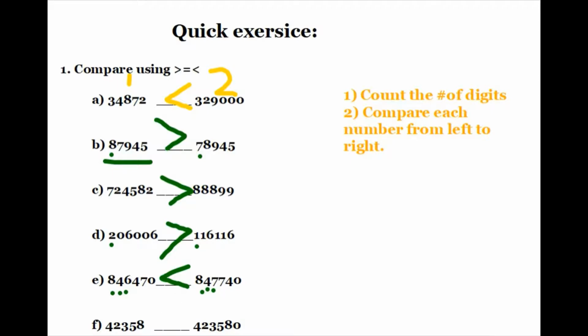F, we follow our 2 steps again. So number 1, count the number of digits. So 1, 2, 3, 4, 5. The first number has 5 digits. The second number has 6 digits. So we don't even need to go to number 2. We already found the bigger number, which is the second number. So the second number is greater than the first number.